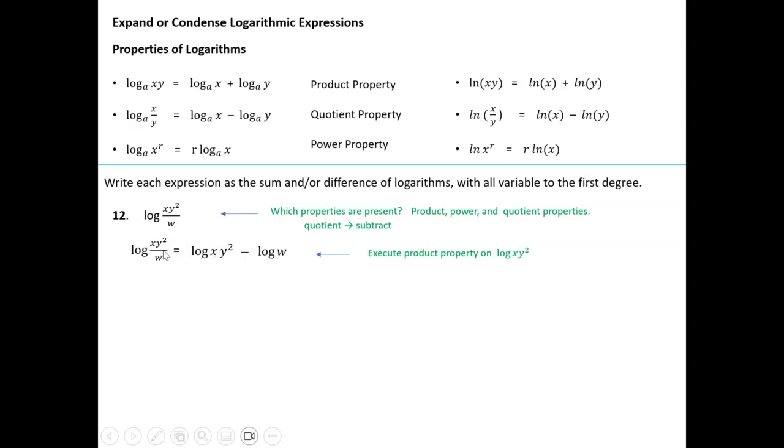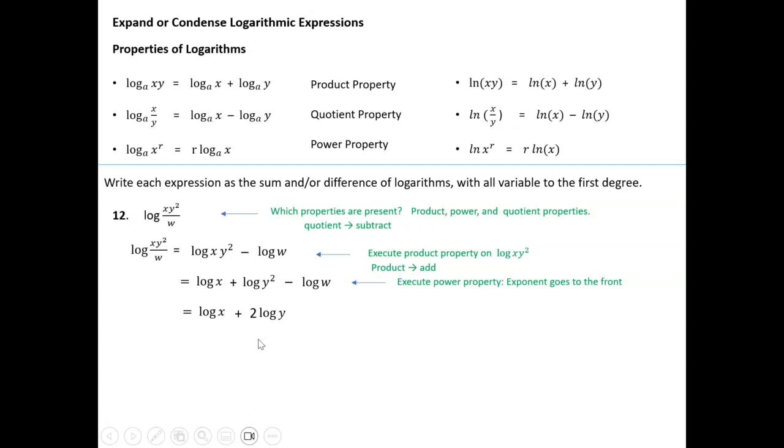First, we did the quotient rule, right? So the quotient will be, if we're dividing here, it's subtraction, by using the quotient property. Now we're going to execute the product property, which when you have the times, the product, we're going to add them. And then finally, we apply the power property, which the exponents go to the front.